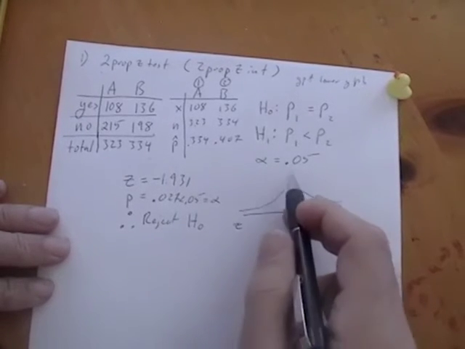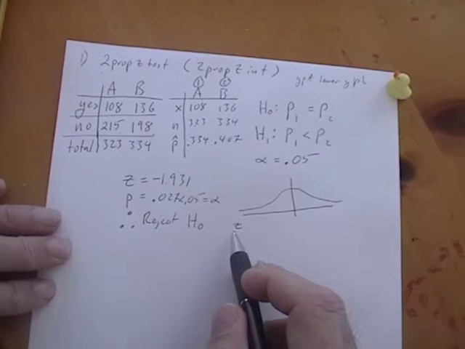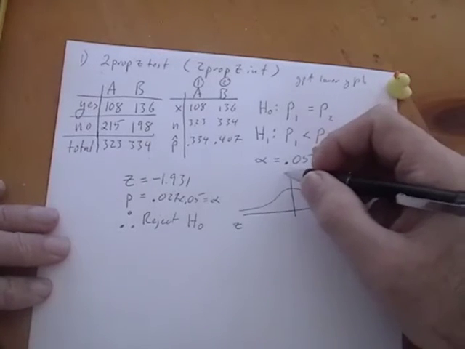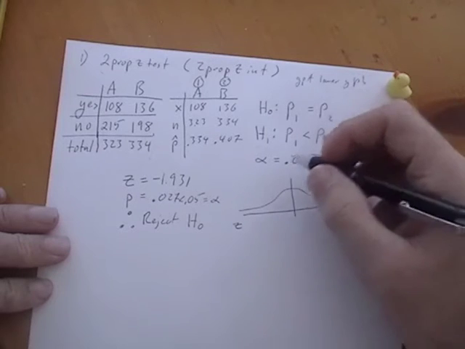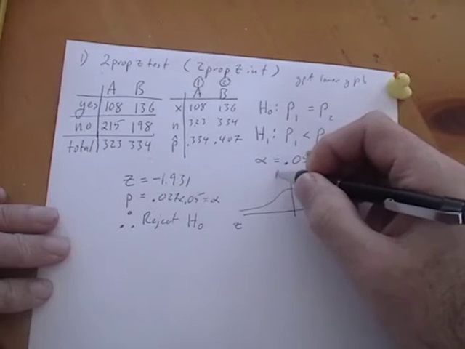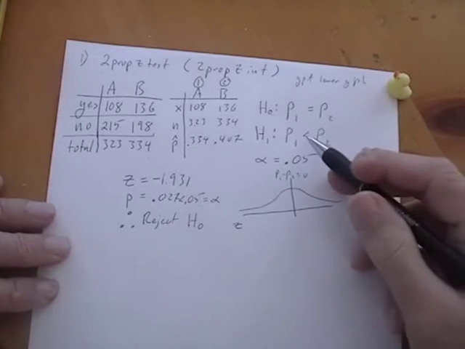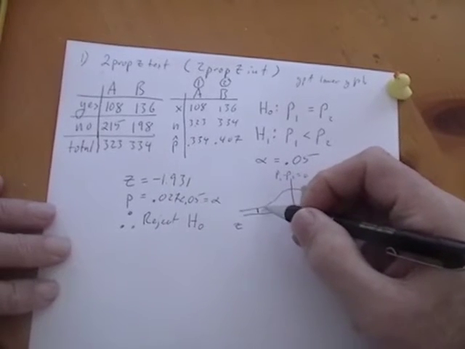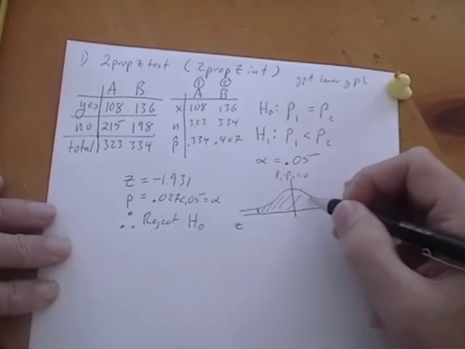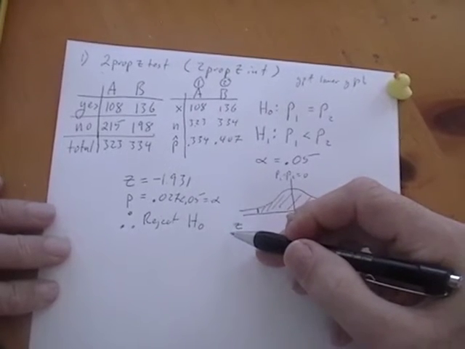Generic bell curve, centered, and I'm going to be measuring z's. Now, the center is going to be where P1 equals P2. I'm going to write that as P1 minus P2 equals 0. I'm interested in only the less than side. So I'm only going to reject if I get a negative z-score.